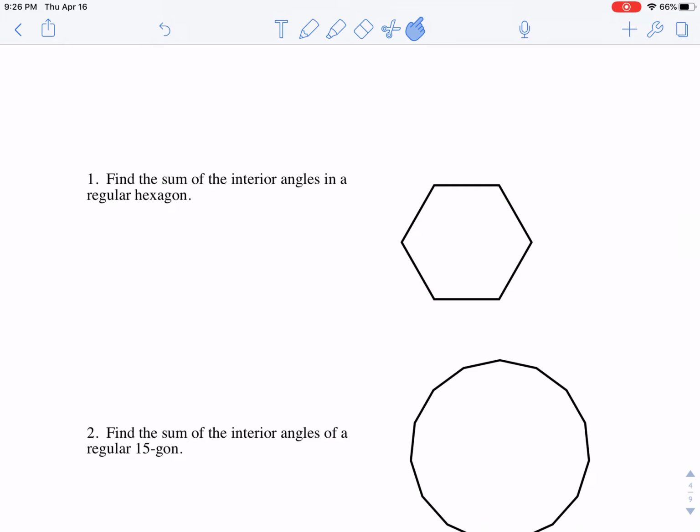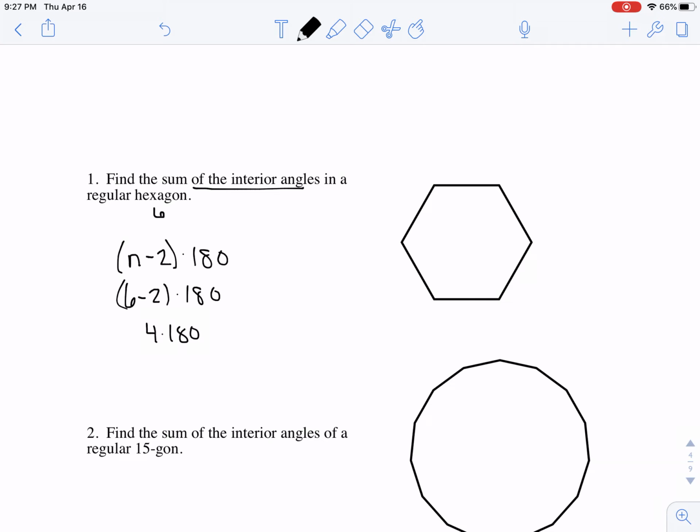Okay, so we're going to start out with a couple review problems, and then we're going to expand. The first one says, find the sum of the interior angles of a regular hexagon. A hexagon has 6 sides, so I'm going to use my n minus 2 times 180 formula. And I'm going to plug in 6 for n. So I'm going to take 6 minus 2 times 180. And then that's 4 times 180.